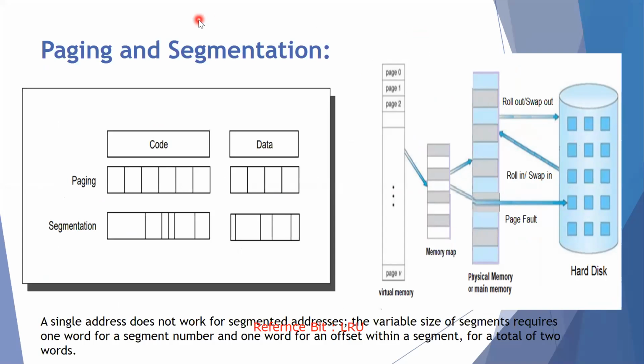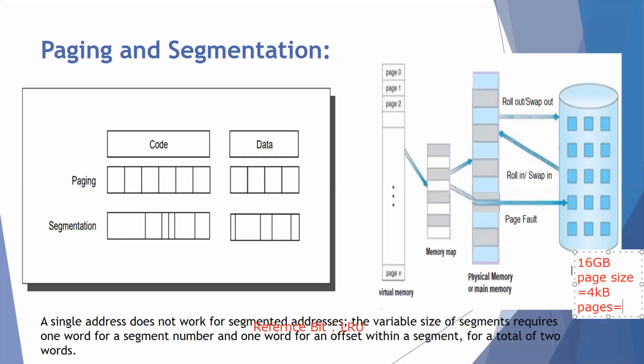Suppose I have a virtual memory size of 16 GB. Let me take the same example. So I have 16 GB of virtual memory and the page size is, say, 4 KB. How many pages are there in the virtual memory right now?